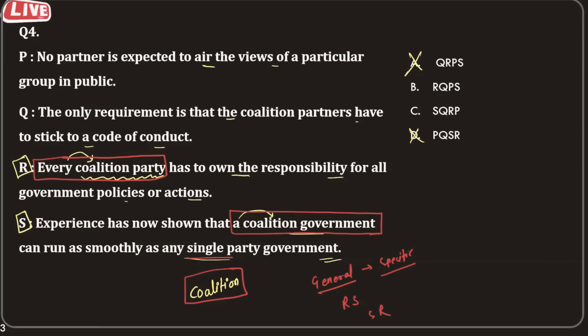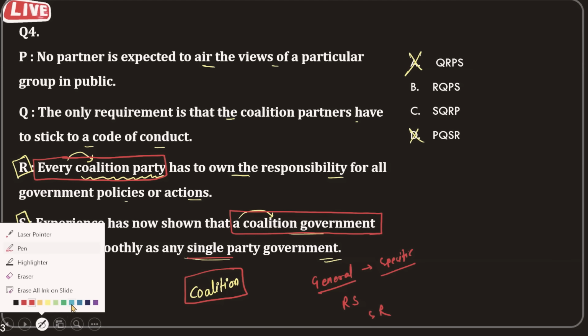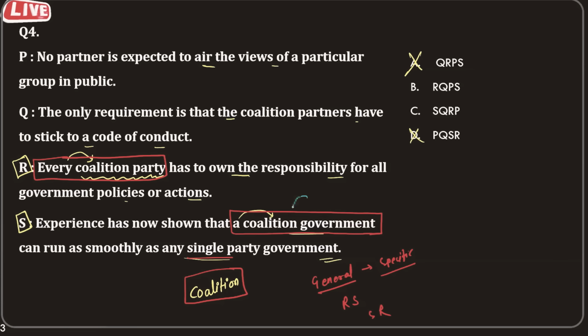No, no, not R. Please focus here. It says a coalition government. A means in a generalized term. If I say there was a king, the king was very cruel, so a king means the introduction of the king, in a generalized way. The king was very cruel, that means a specific way. The same thing is happening here.